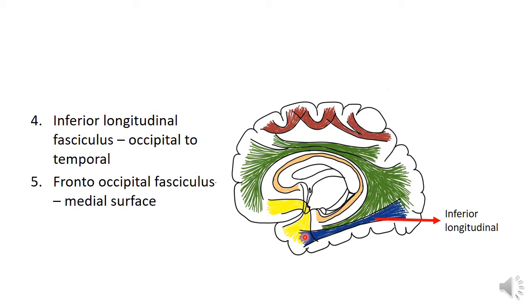And the last one is the fronto-occipital fasciculus. The fronto-occipital fasciculus is parallel to the superior longitudinal fasciculus. It runs from the frontal to the occipital pole, but it is on the medial surface, that is much deeper to the superior longitudinal fasciculus.